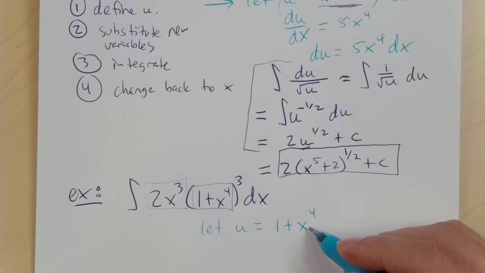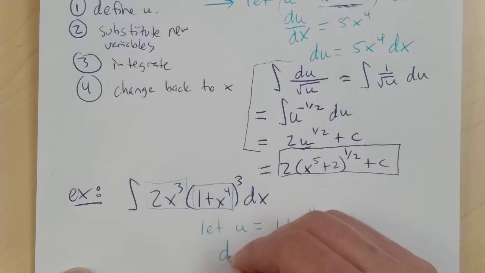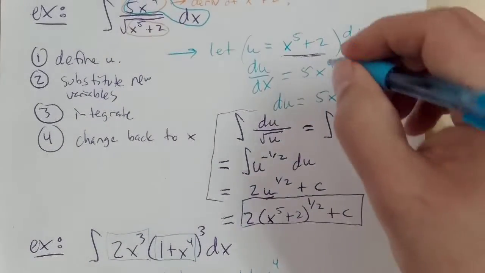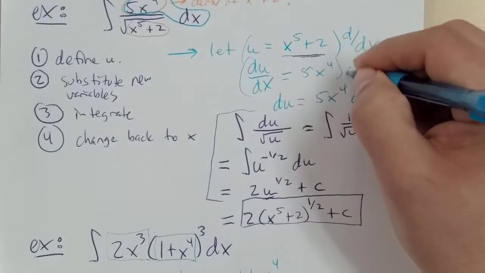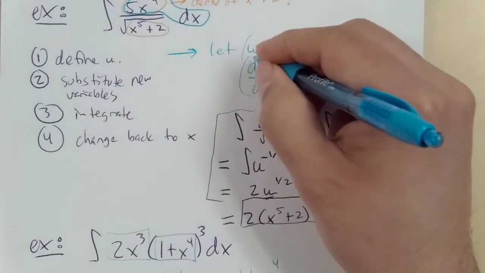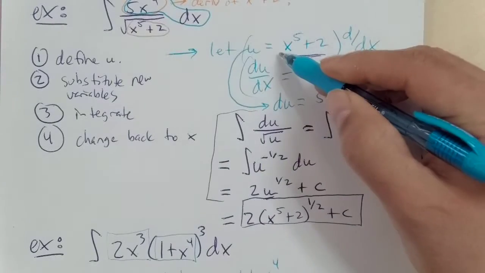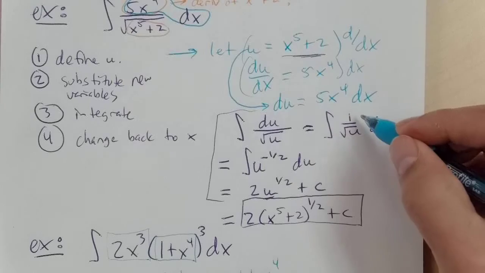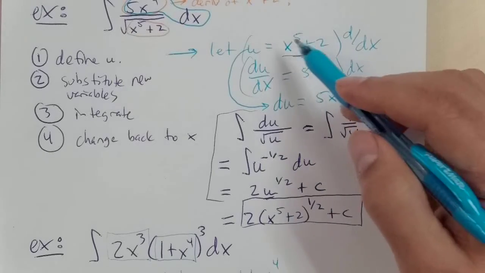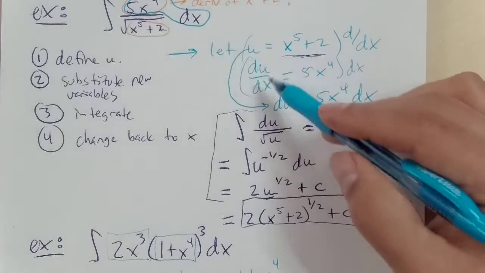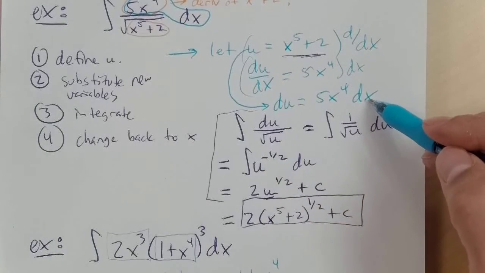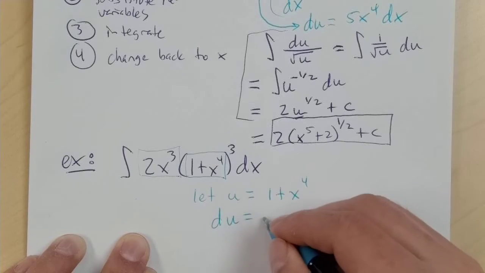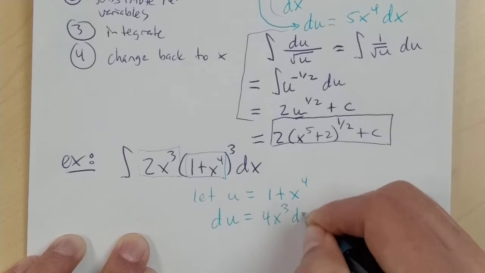Okay? And so let's go ahead and figure out what du is going to be. And I should go back here real quick. It's totally fine if you go from u equals x to the 5th plus 2 and just write out du is going to be 5x to the 4th. Just don't forget that this needs the dx, because technically you're differentiating both sides and then you're moving the dx to the other side. Okay, so over here, du would just be the derivative of this, which is 4x cubed dx.